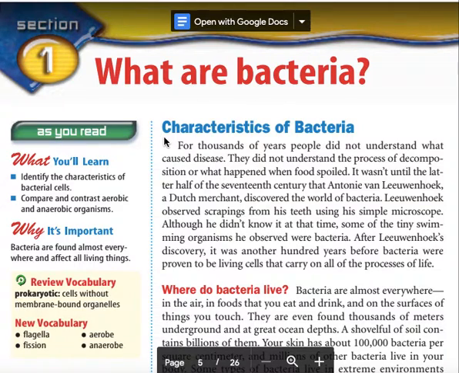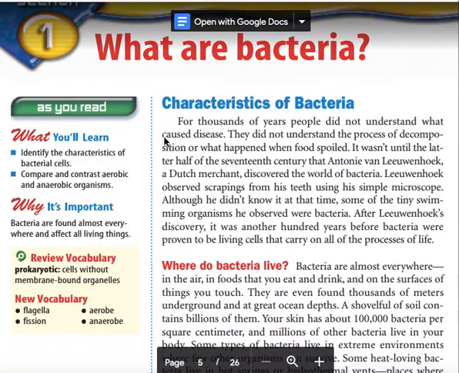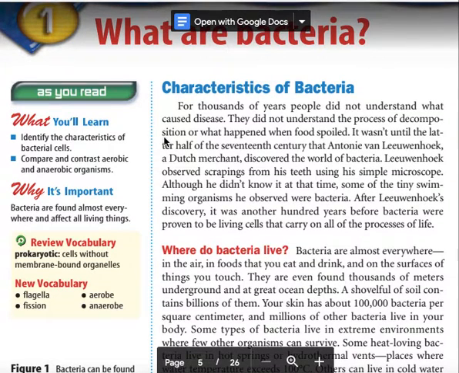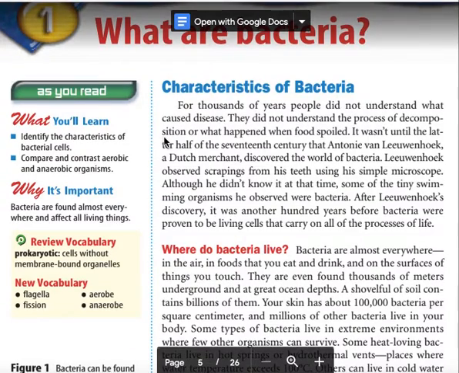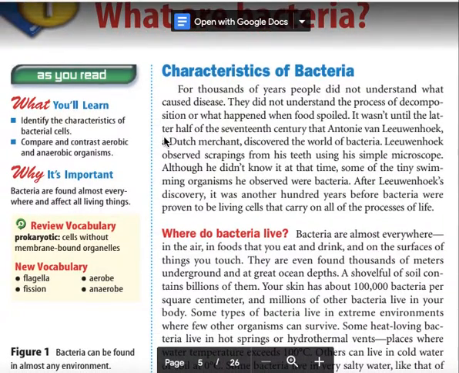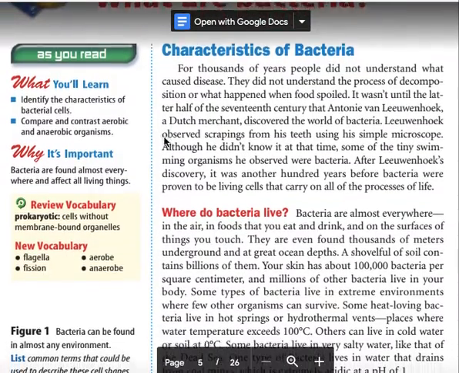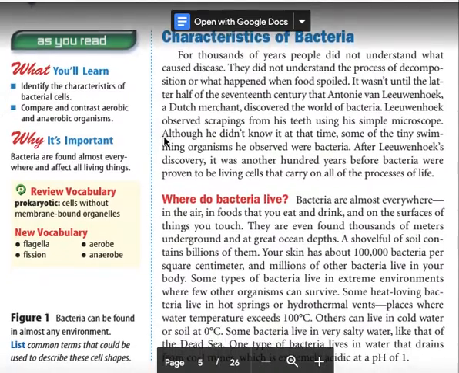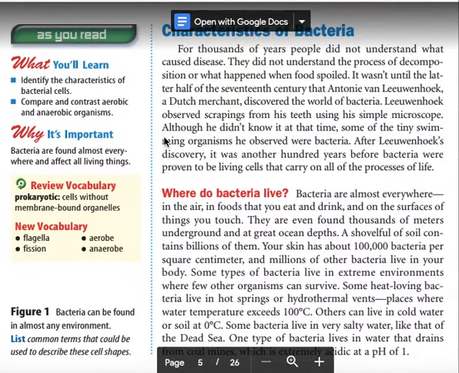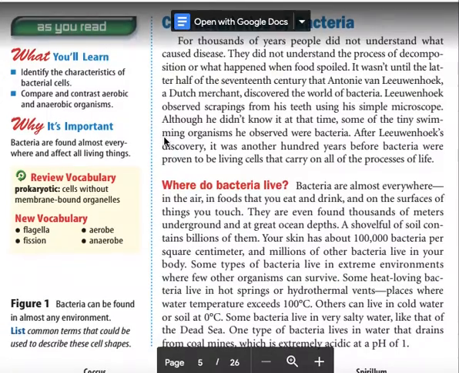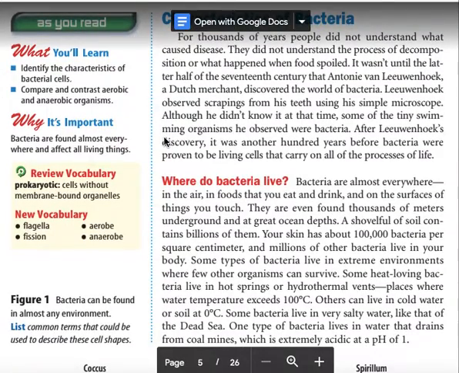Characteristics of bacteria. For thousands of years, people did not understand what caused disease. They did not understand the process of decomposition or what happened when food spoiled. It wasn't until the later half of the 17th century that Antony van Leeuwenhoek, a Dutch merchant, discovered the world of bacteria. Leeuwenhoek observed scrapings from his teeth using his simple microscope.